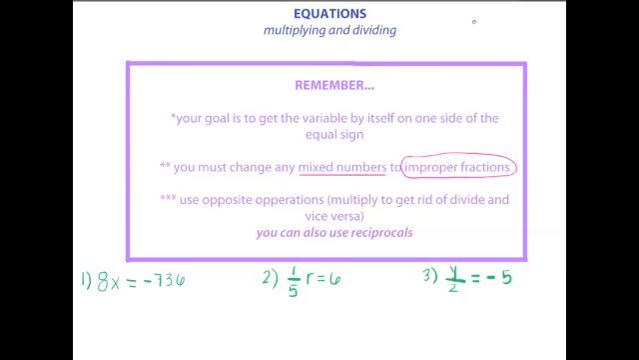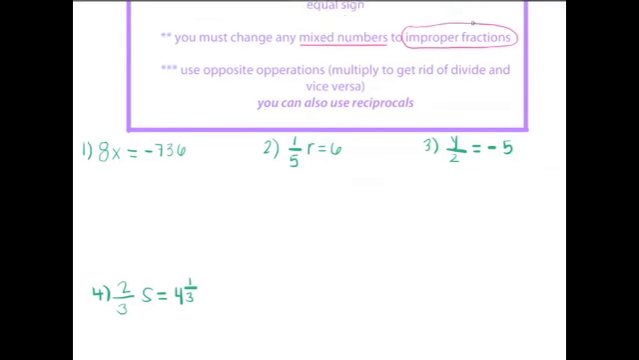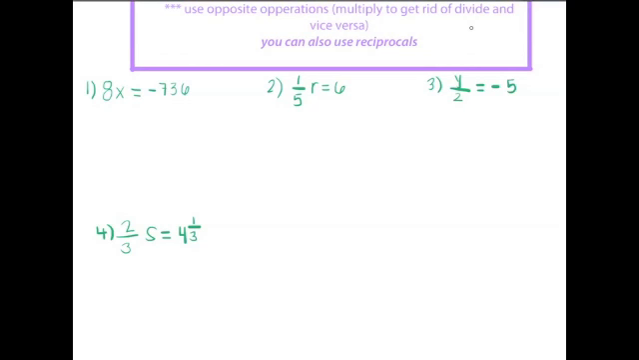So let's look at some examples here, starting with number 1. For number 1, 8x equals negative 736. So that's a big number. You can write on your piece of paper, get your calculator ready. But right now, let's look at the 8x. Remember, x wants to stay at home by himself, so we've got to get rid of everything around him. We have an 8 next to him, and this is different from yesterday because there's no plus or minus in between the 8 and the x, so if they're just next to each other like that, it's multiply.